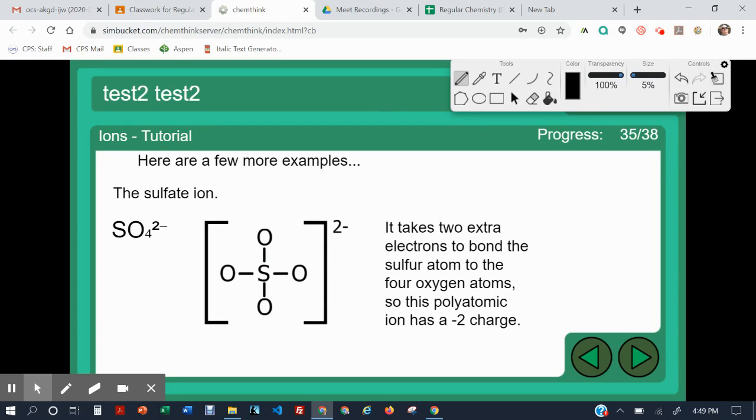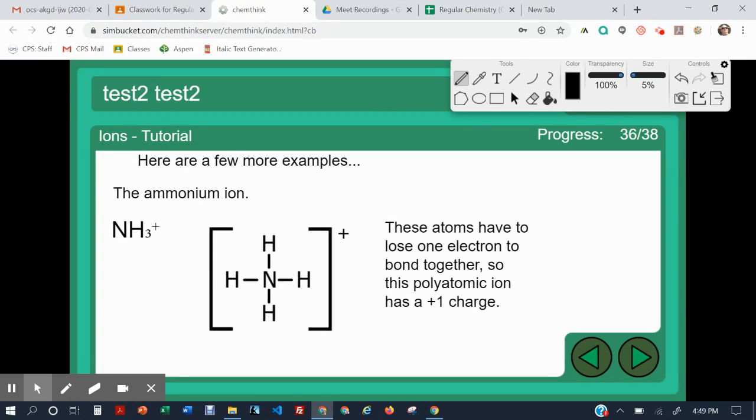Okay, here are some more examples. The sulfate ion. It takes 2 extra electrons to bond a sulfur atom to the 4 oxygen atoms. So this polyatomic ion has a -2 charge. And again, in our covalent bonding chapter, you learned how to make this structure and why it forms that sort of structure. Here's the ammonium ion. These atoms have to lose 1 electron to bond together. So this polyatomic ion has a +1 charge.